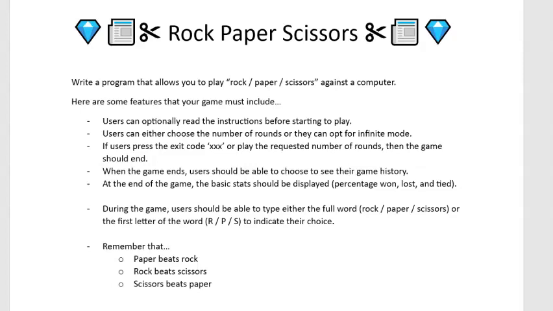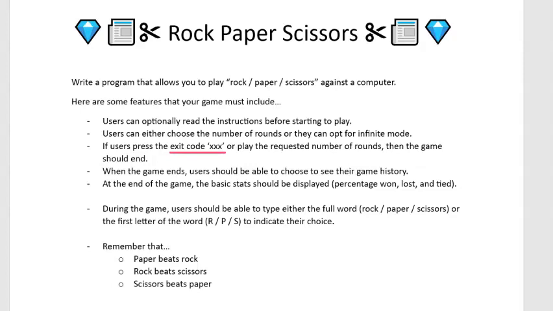For our next project, we're going to create a rock, paper, scissors game where users play against the computer. I've provided you with the specifications. The important thing to realize is that we're going to allow users to choose whether or not to see instructions. They're going to be able to choose a specific number of rounds or infinite mode.